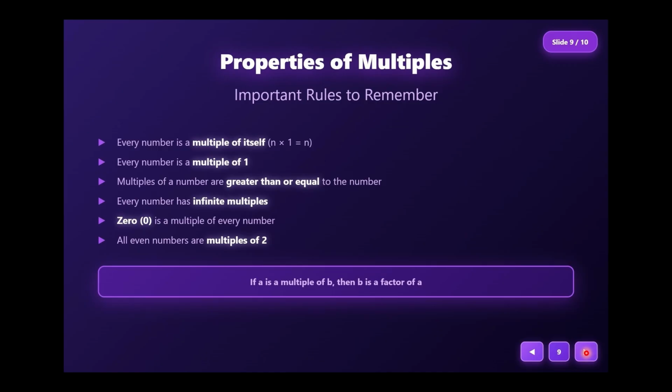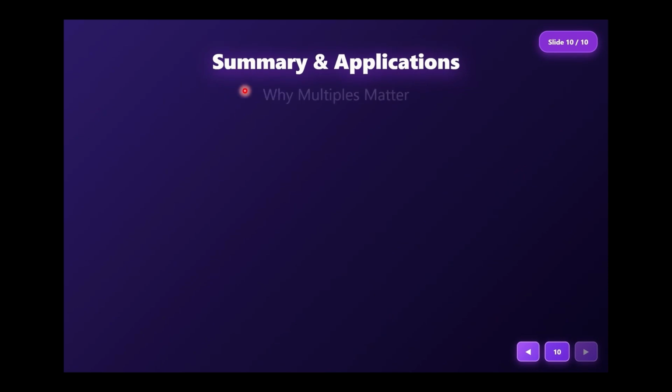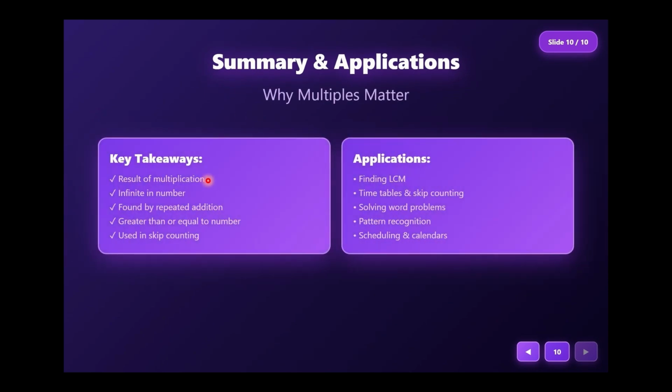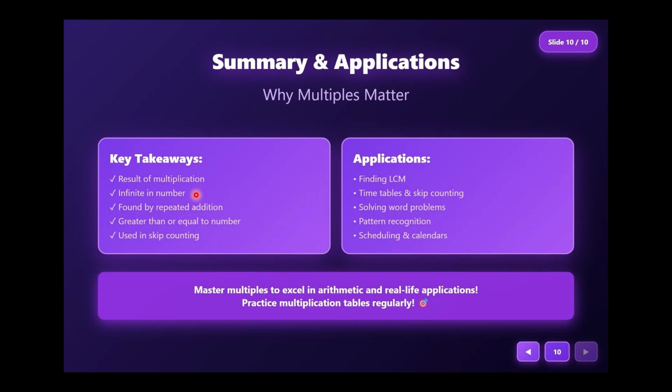Alright, let's bring it all home. Multiples are the result of multiplication. They are infinite in number. You can find them by repeated addition or multiplication. They are always greater than or equal to the original number. Super useful for skip counting.